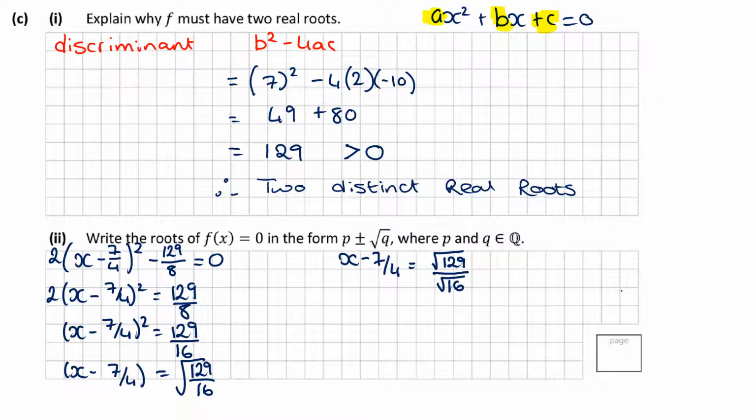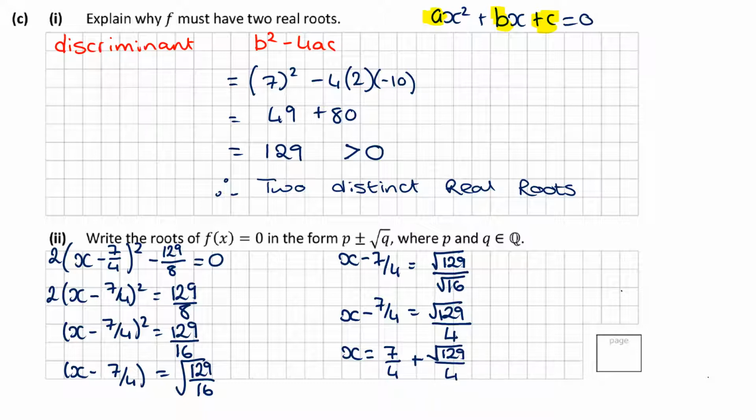So remember, our square root is a power of a half. So when we talk about the rules of thirds, we're also talking about the rules of indices. So x minus 7 over 4 is equal to the square root of 129, and I'm going to write the square root of 16 as 4. And then my last step is to bring across my 7 over 4 plus root 129 over 4.